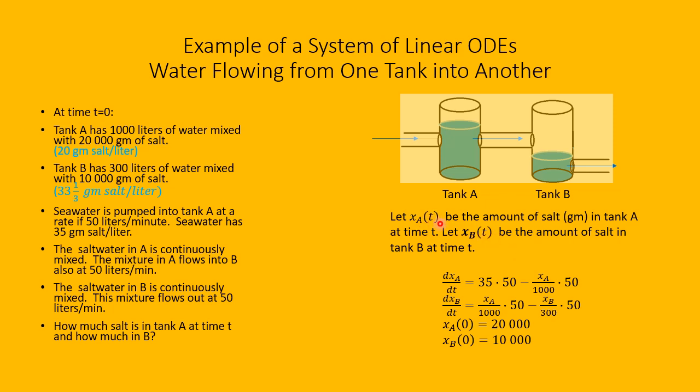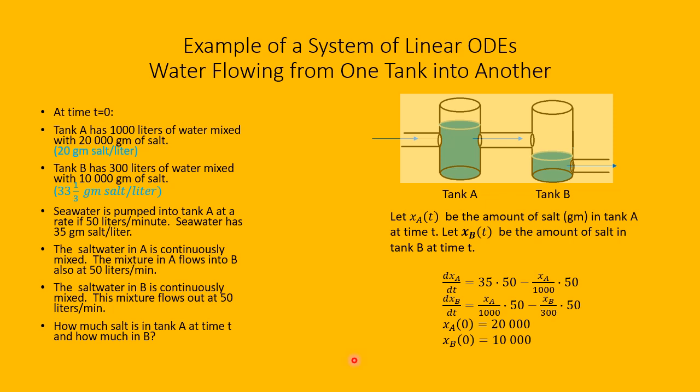They change with respect to time. We have an initial condition to tell us how things are starting in tank A, and also how much salt we have at time 0 in tank B. So this is a little bit different from the last differential equation we considered.